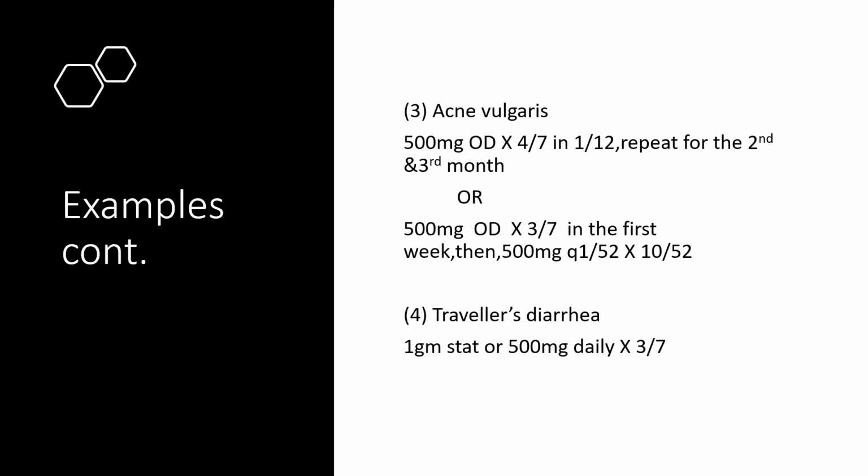Another example is in acne vulgaris, where you can use azithromycin 500 milligrams once daily for 4 days in 1 month. Then you will repeat for the second and third month, or you go another route of 500 milligrams once daily for 3 days in the first week, then 500 milligrams every week for 10 weeks. In traveler's diarrhea, you can give azithromycin 1 gram start, or you can give it as 500 milligrams daily for 3 days.